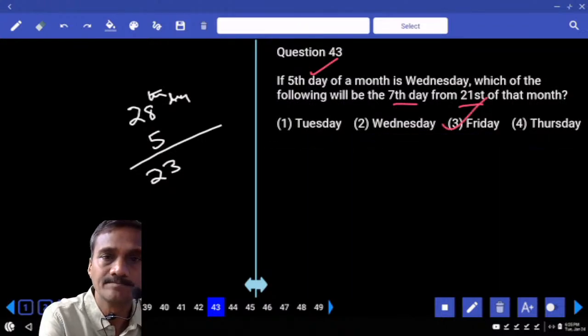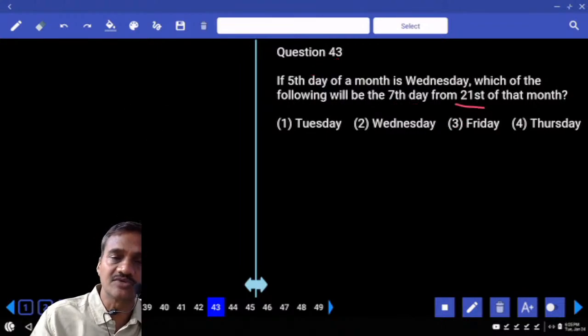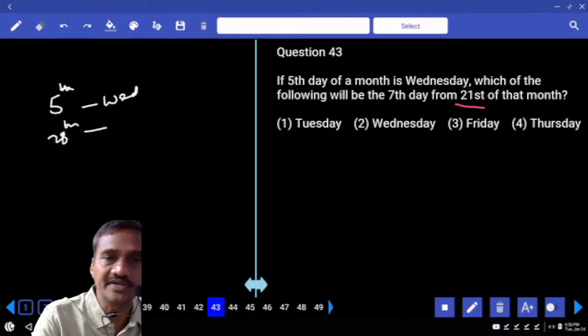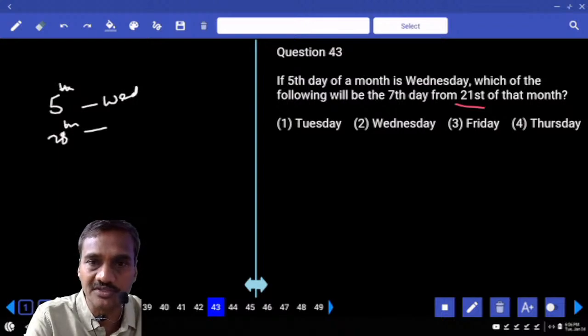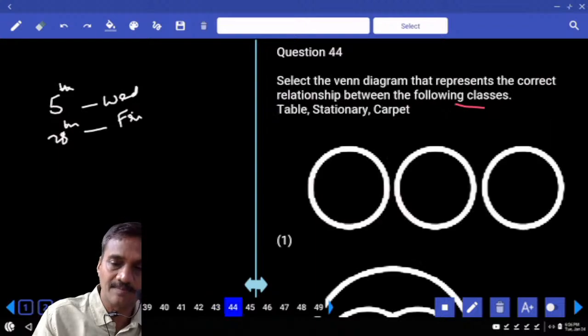Is that clear? Then, what did he give here, tell me? 5th day is given. What we need is the 28th. Now 5th day is given, 5th is Wednesday. Now we need to find out 28th. Now from 5th to 28, how many days are there? 23 days. How many odd days are in 23? 2 odd days. Hence we need to add 2 days to Wednesday, that is Friday, choice 3, 43.